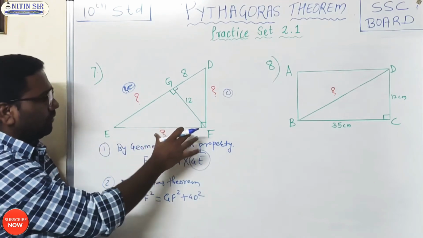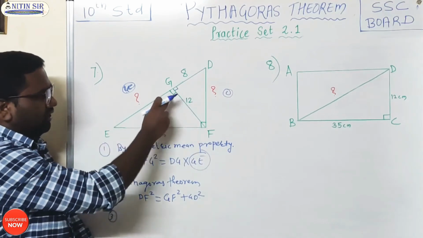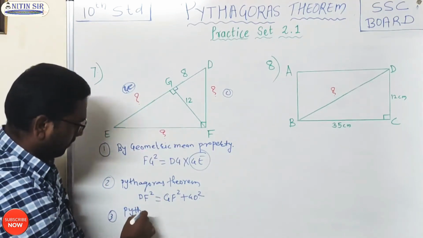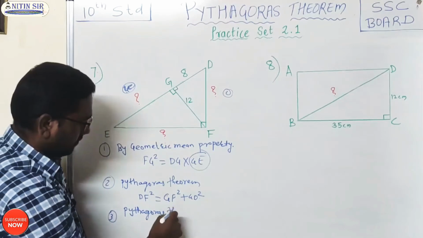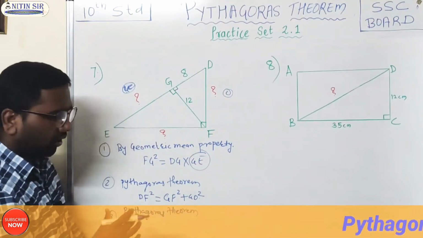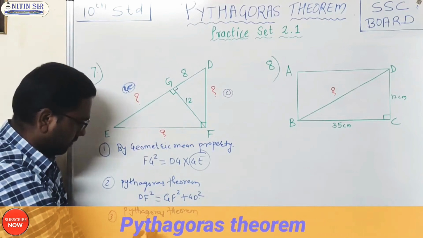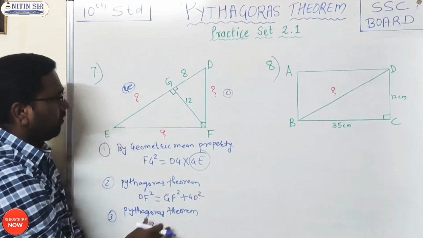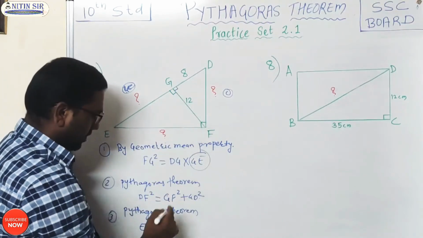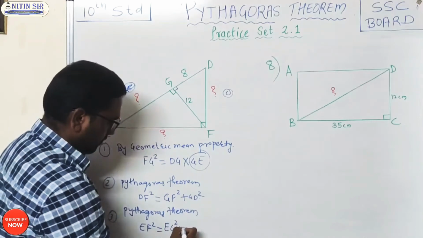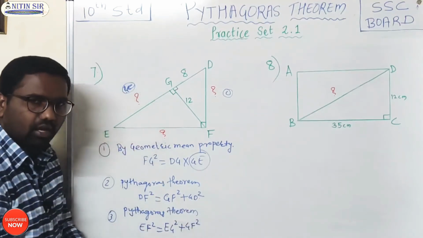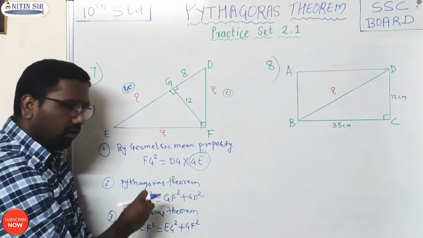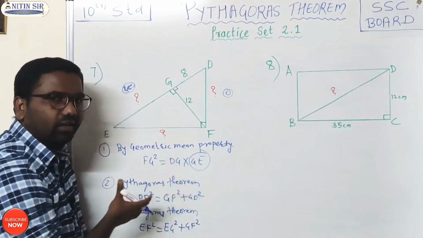And the next one: in triangle FGE, G is 90 degrees, here EF is your hypotenuse, so here also you will apply Pythagoras theorem. According to Pythagoras theorem, EF square is equal to EG square plus GF square. So likewise, I have told you what to do. Formulas are given. Put the values in the formula and you will get the answer.